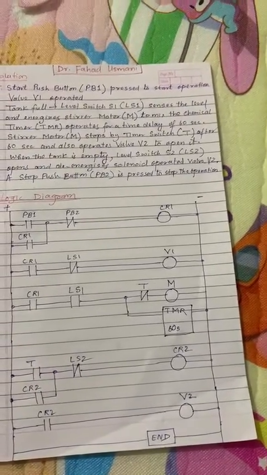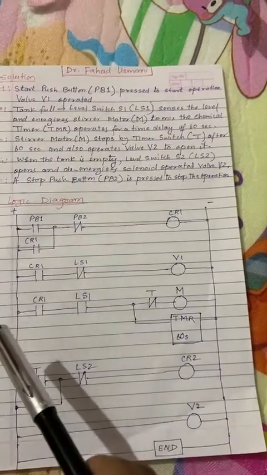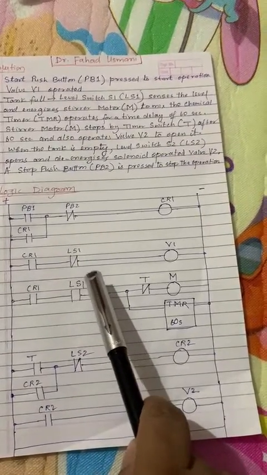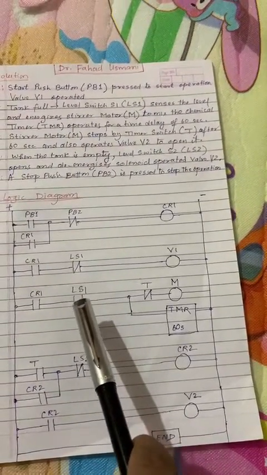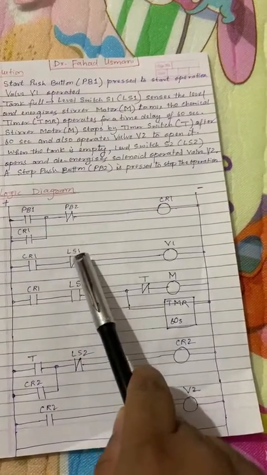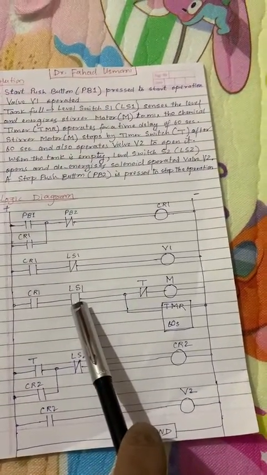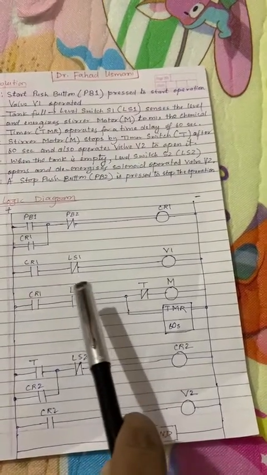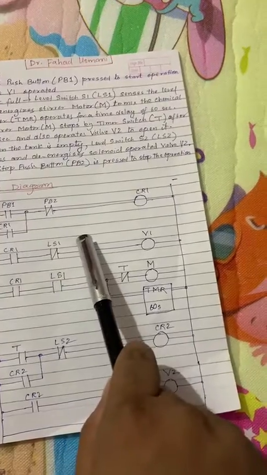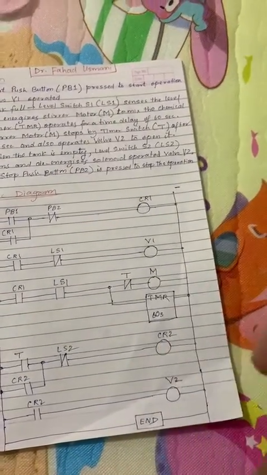And when the level comes to S1, now this LS1 is nothing but our S1, limit switch 1. Now what will happen is this LS1 will be closed and this LS1 will be open, because this is normally closed and this is normally open. So now the current will flow from here. This will be closed, so the current will flow and this will open. So now V1 will also be deactivated.